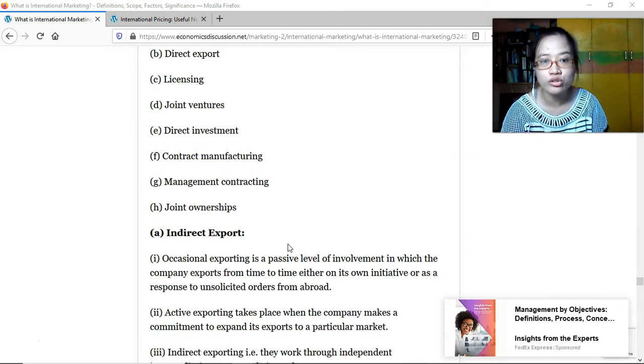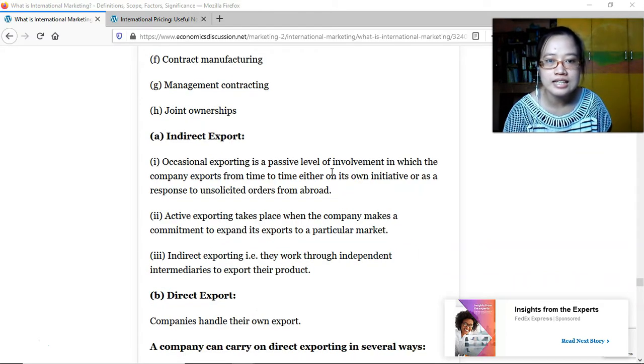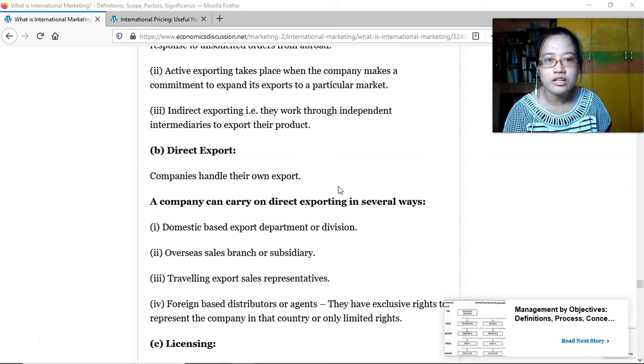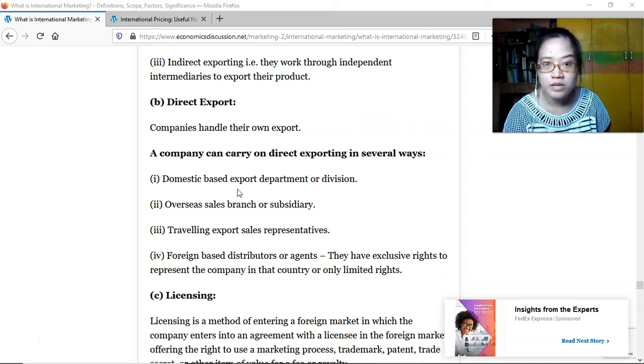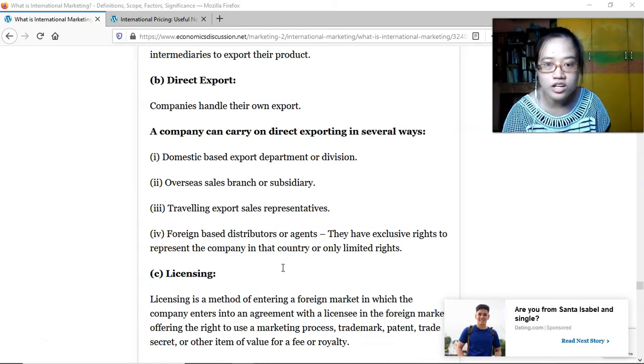Management contracting, joint ownerships. Indirect export, occasional exporting is a passive level of involvement in which the company exports from time to time, either on its own initiative or as a response to unsolicited orders from abroad. Okay, direct export: companies handle their own export, and can carry on direct exporting in several ways: domestic-based export department or division, overseas sales branch or subsidiary, traveling export sales representatives, foreign-based distributors or agents.